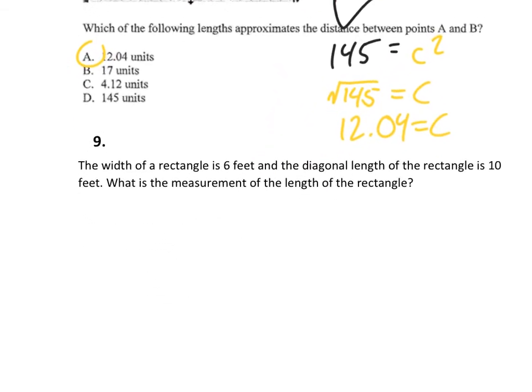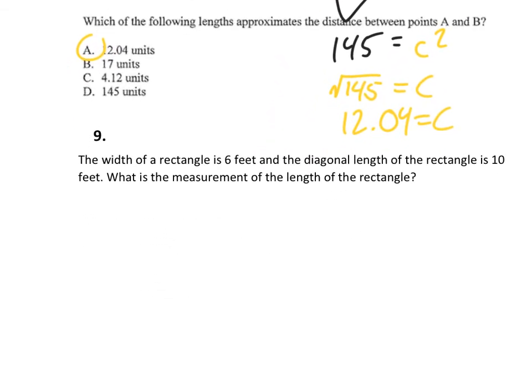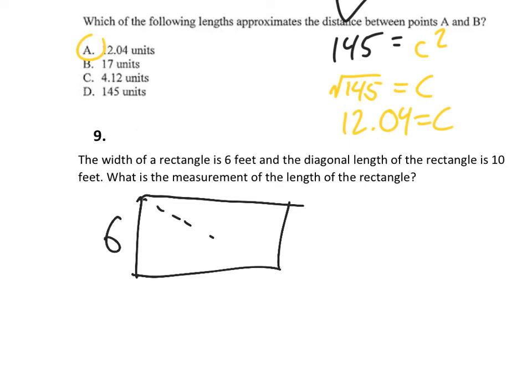Take a look at number 9. It says the width of a rectangle is 6 feet and the diagonal length of the rectangle is 10 feet. What is the measurement of the length of the triangle? So whenever they don't give you a picture, draw a picture. They just told me that the width is 6 feet and the diagonal length from one corner to the other is 10 feet. Being a rectangle, I know this is my right angle, and I know that this is going to actually be my side C. And because this is my width, this will be side A. Leaving it with side B over here on this side.